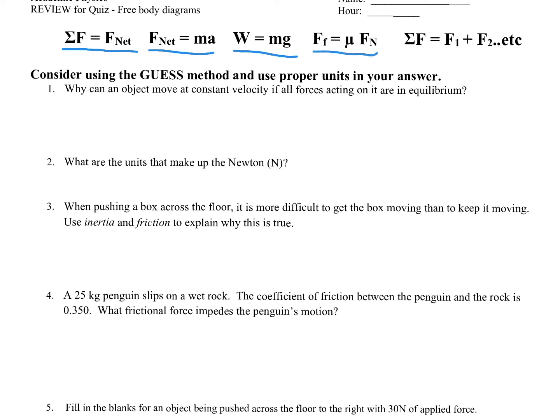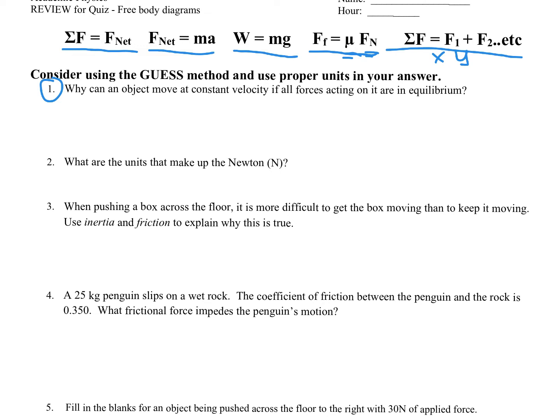We've talked about friction. We know that friction is equal to the coefficient of friction times the normal force on those objects, and that the overall net force we figure out by just adding up all the forces in either the x or y direction. So let's take a look at our quiz review, starting with number 1.